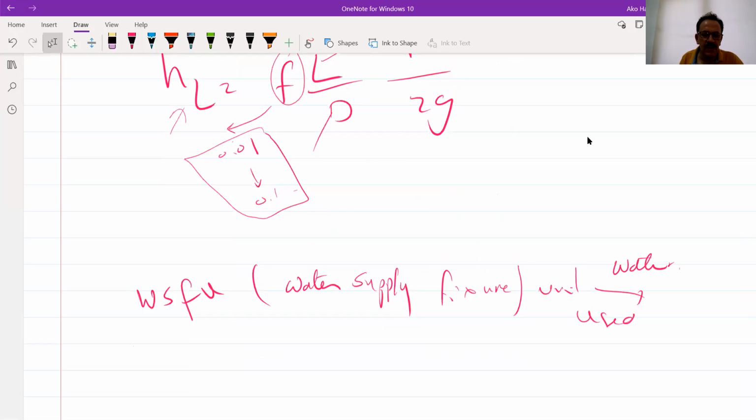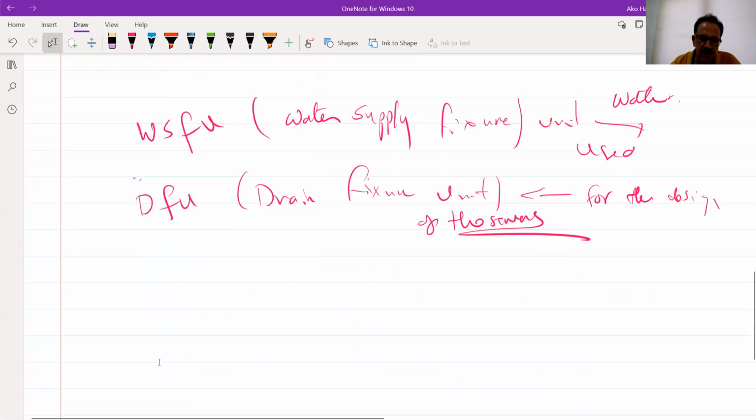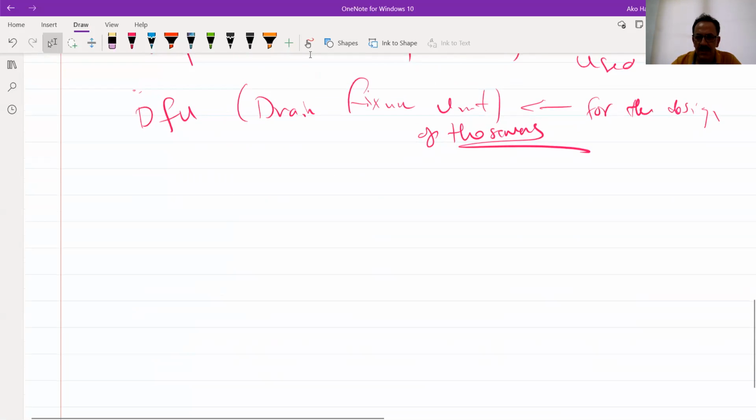And for the drain we have the drain fixture unit, DFU. This is used for the design of the sewers. For the drain fixture unit, I think I didn't send you the table. I will send it to you later. So basically it will be the same. We have to have the fixture.